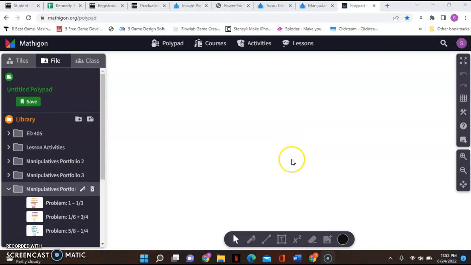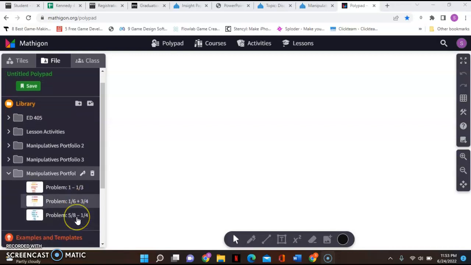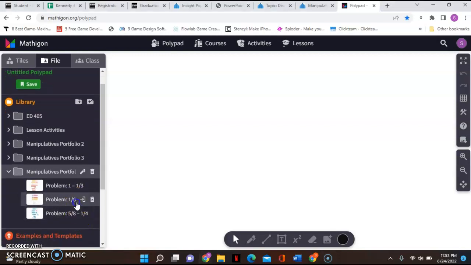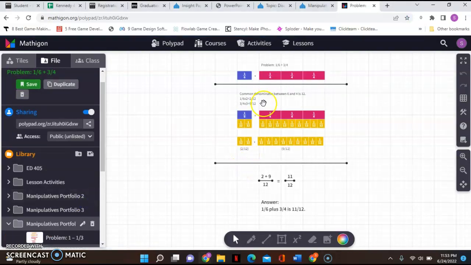Alrighty then, so just so that we are aware, this is the manipulative portfolio number 4. And so we had 3 problems to solve, 1 addition and 2 subtraction. And so the first problem we have here is the problem 1/6 plus 3/4.